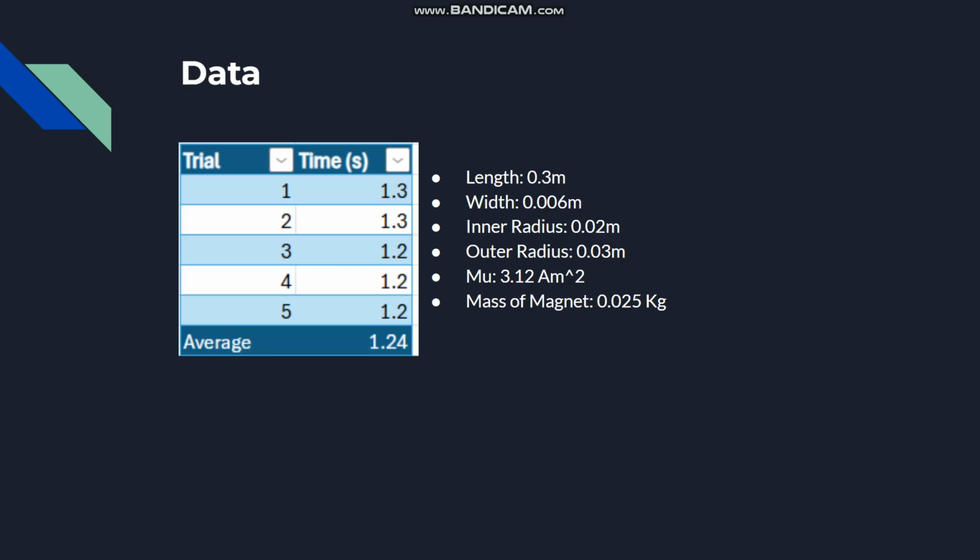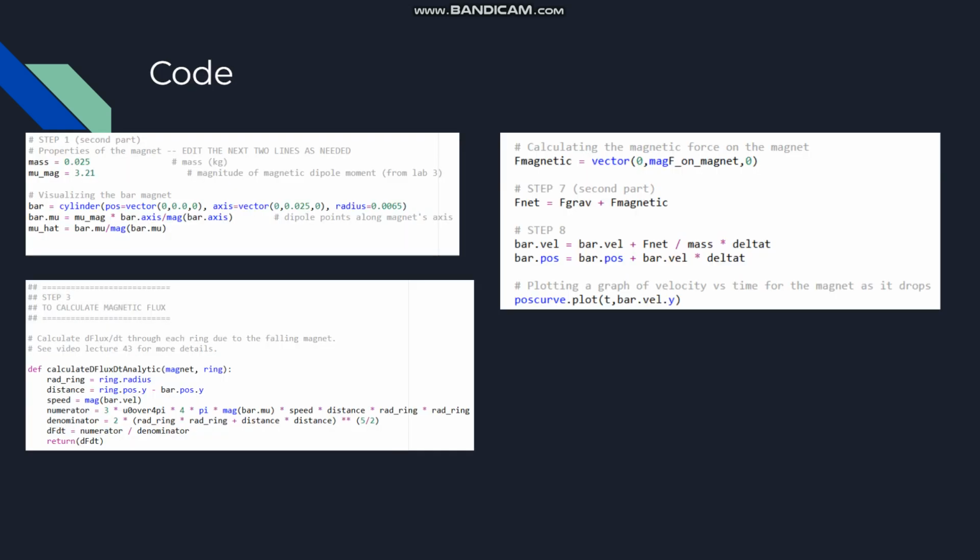As you can see, here's our data: length, width, inner radius, outer radius, all that. Those are the trials that we did, and we came out with an average of 1.24, which is quite funny, because you would think it would fall faster than it did, but you can actually see it falling slowly, and that's because of Faraday's law.